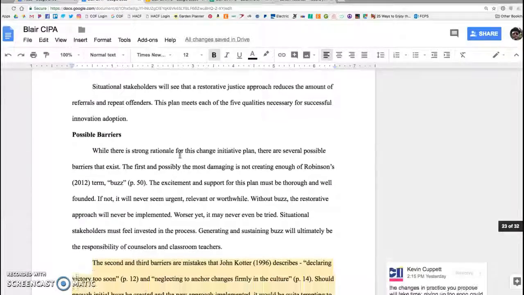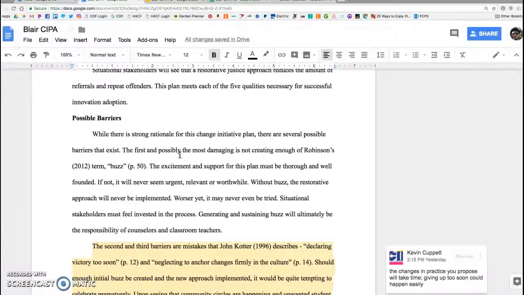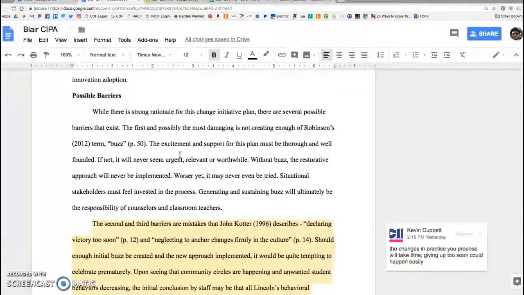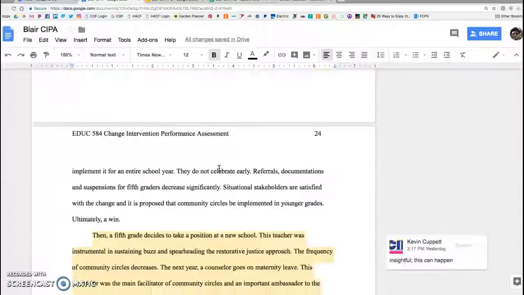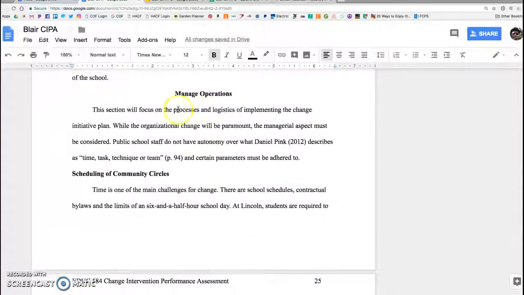It takes me to some barriers. 3 main barriers I highlight are not creating enough buzz, and then 2 of Cotter's mistakes that Cotter recognizes, that of declaring victory too soon and also neglecting to anchor changes firmly into the culture. Going through that and then into the managing the operations section.